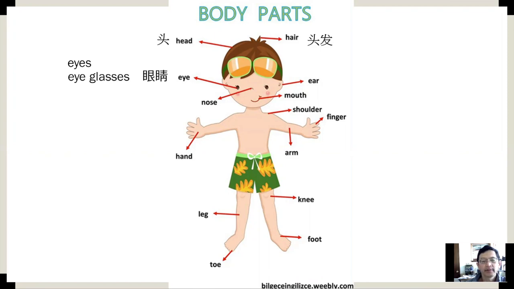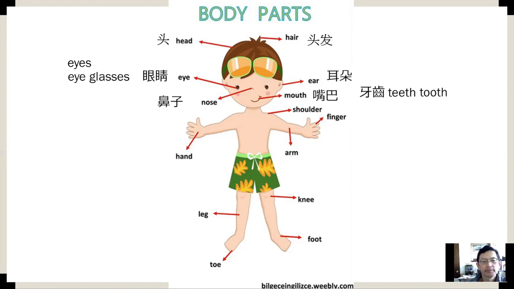Ear, nose, mouth. What is inside your mouth? Teeth. What is the singular for teeth? Tooth. I broke one tooth.